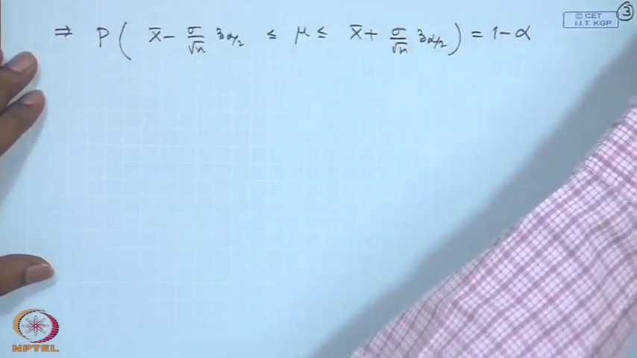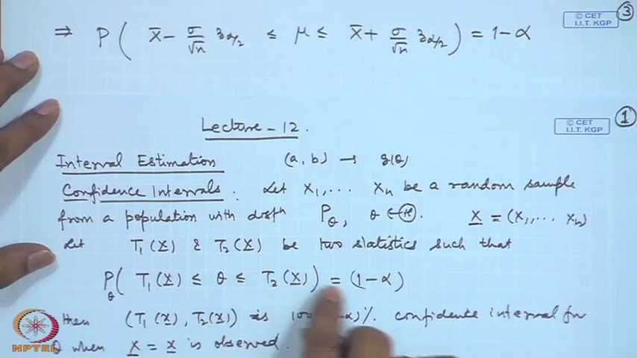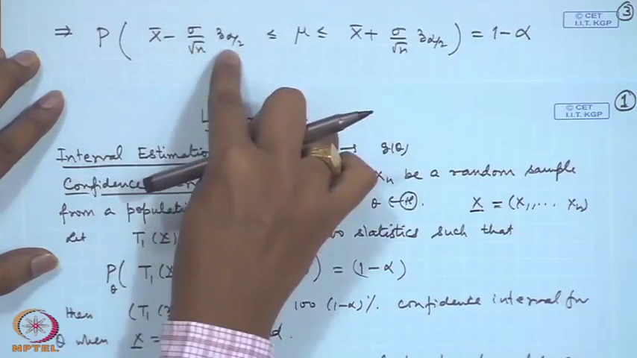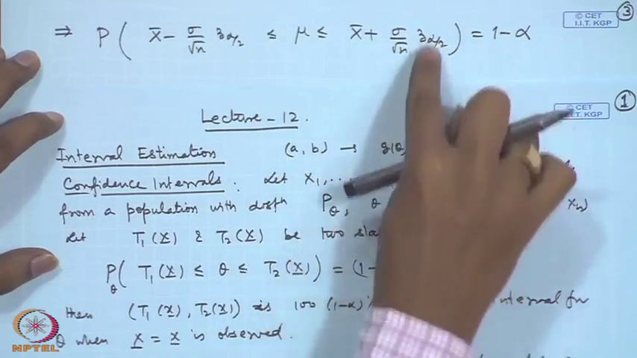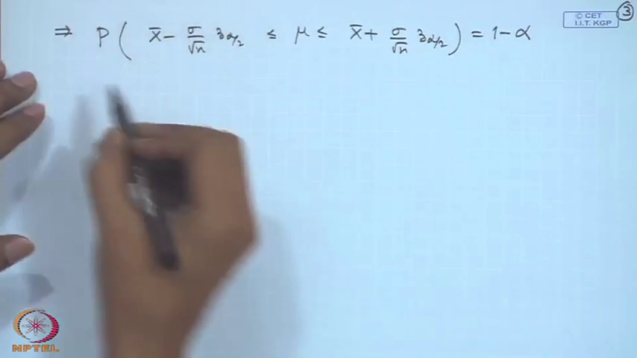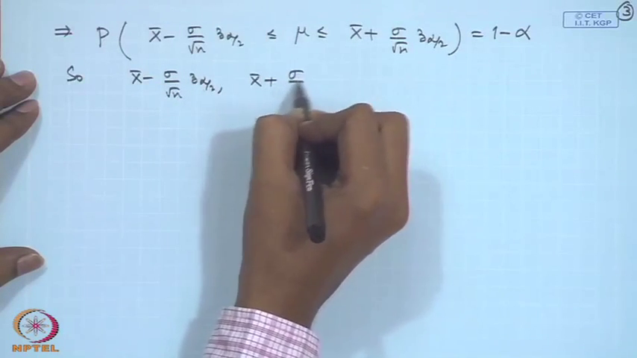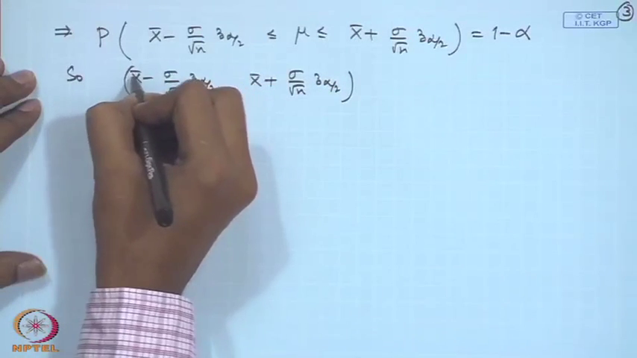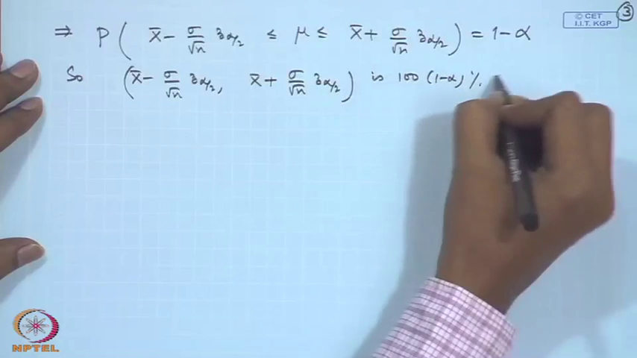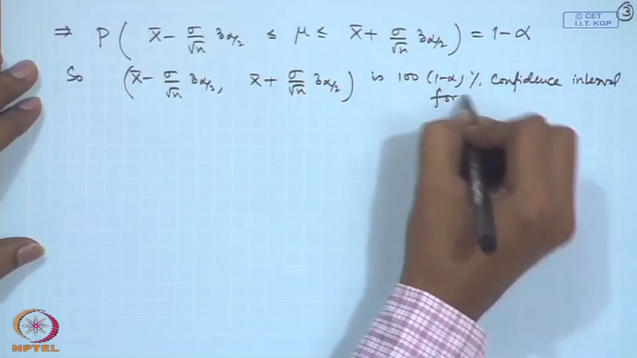So, if we compare this statement with probability of t 1 x less than or equal to theta less than or equal to t 2 x is equal to 1 minus alpha, then you can see that this x bar minus sigma by root n z alpha by 2 acts as t 1 x and x bar plus sigma by root n z alpha by 2 acts as t 2 x. That means you have the confidence limits for the mean of a normal distribution: x bar minus sigma by root n z alpha by 2 to x bar plus sigma by root n z alpha by 2. So, in place of capital X bar, if you put a small x bar, that will become the observed confidence interval, the 100 (1 minus alpha) percent confidence interval for mu.